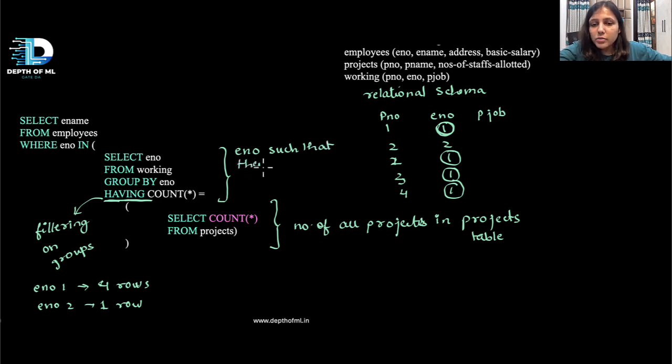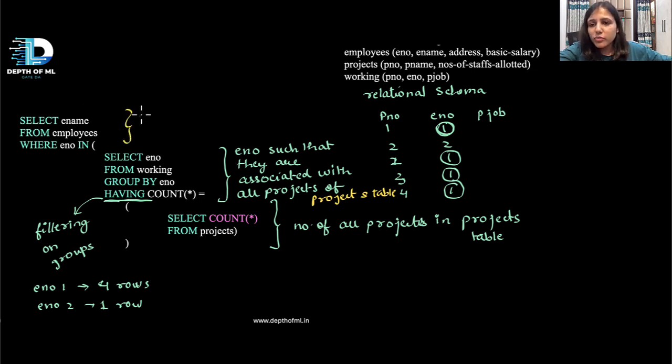they are associated with all projects of the project table. So they must be associated with all projects of the project table, then only that employee number will be selected. Now for those employee numbers you are finding the name of the employees, right?